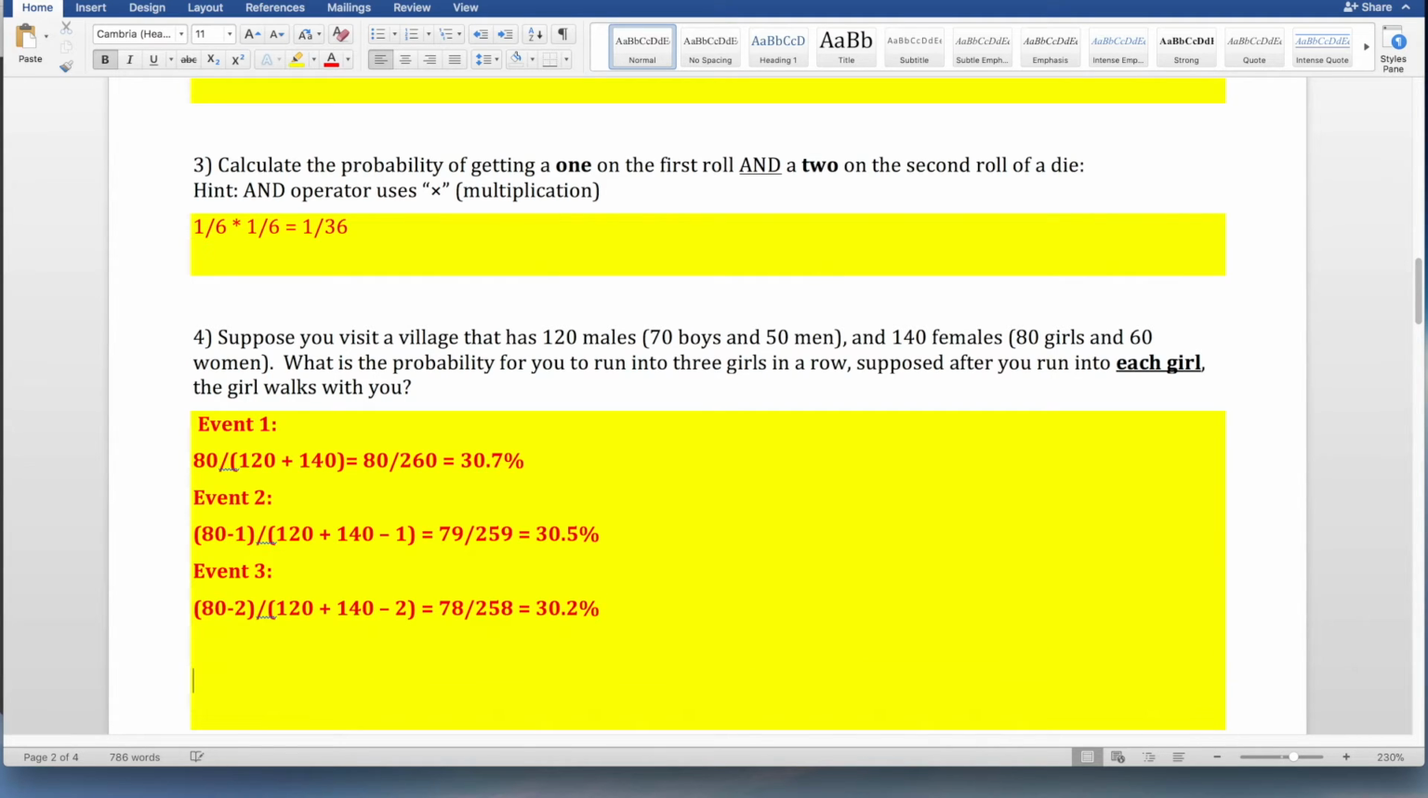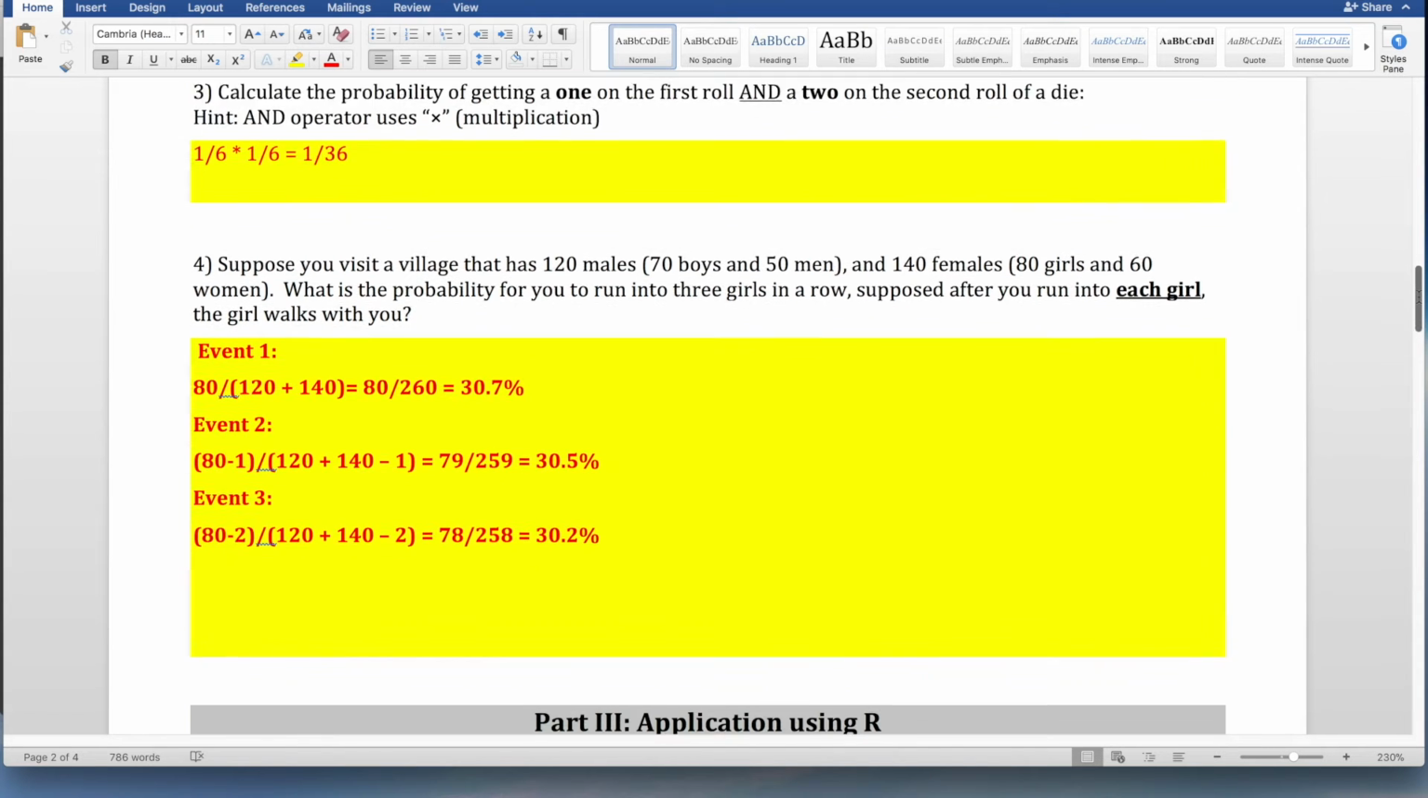And so now we got to consider that we are looking at an and event. So we're looking at running into a girl on our first time, our second, and our third. So what we want to do now is multiply these different events by each other. If we remember up here, the AND operation means multiplication. So we would want to multiply 30.7% by 30.5% by 30.2%.